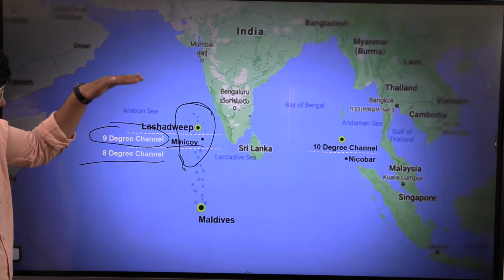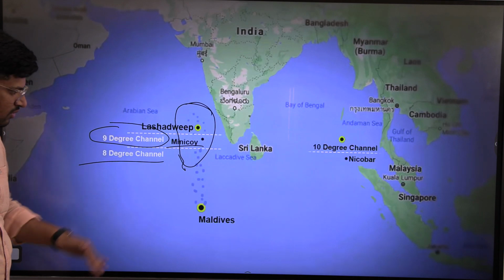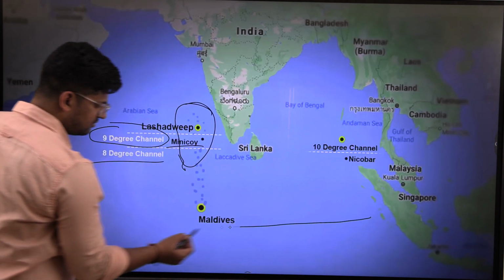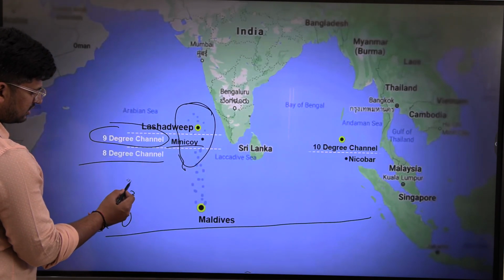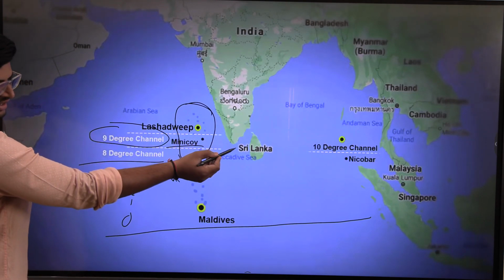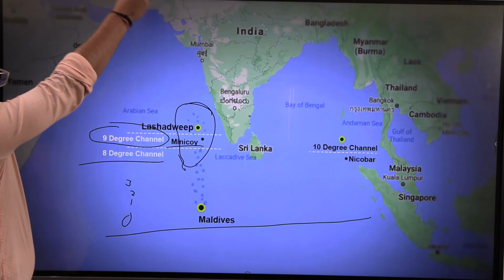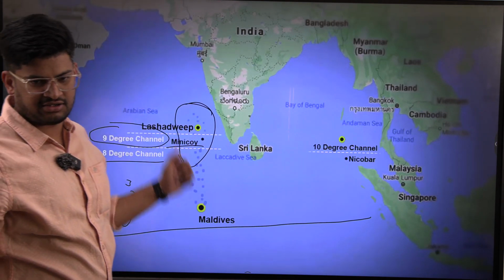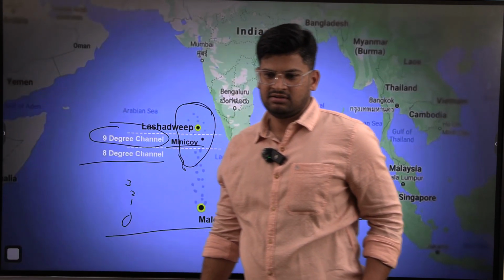Okay, so students, as the numbers go 10, 9, 8, you are moving closer to the equator. So this is 0, 1, 2, 3, 4, 5, 6, 7, 8, 9, 10, 11, 12, 13, 14, increasing as you go north. So all these are northern latitudes. Clear?